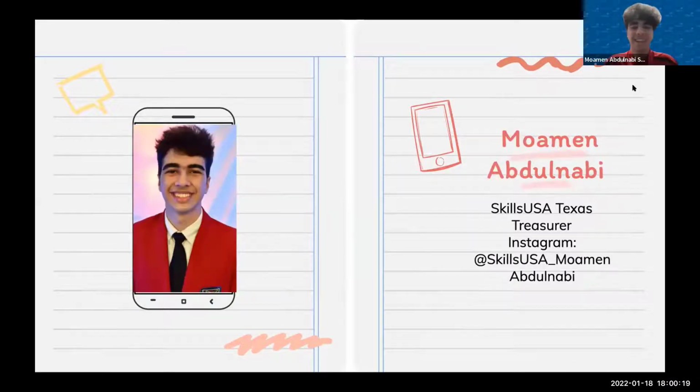All right, hey guys, I'm Momin Abdulnabi. I'm your SkillsUSA Texas State Treasurer. My most memorable moment for running for office was the interview process, as it required me to be adaptable and very diverse with my answers.